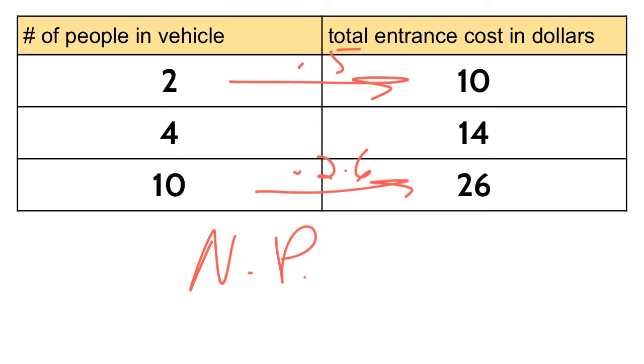And the reason why it's not proportional, if we go back to the original problem, is that there was that extra added on. You had to pay per person, but then there was the extra money for getting just the car in.